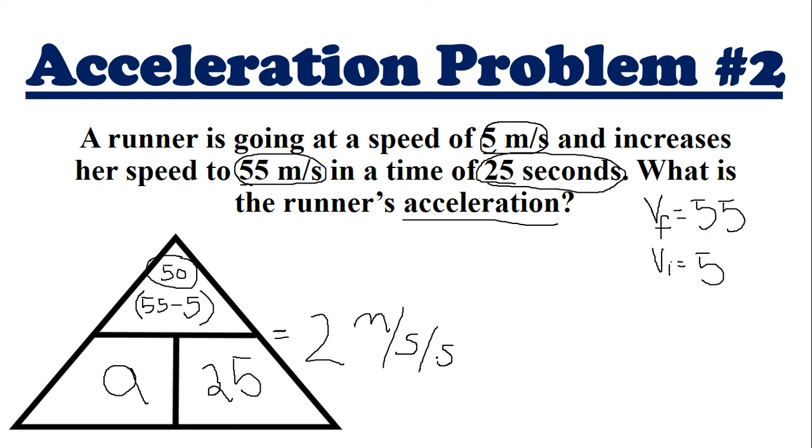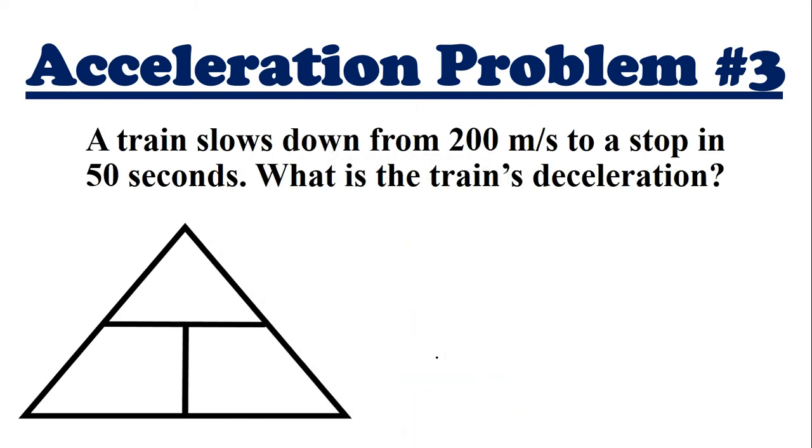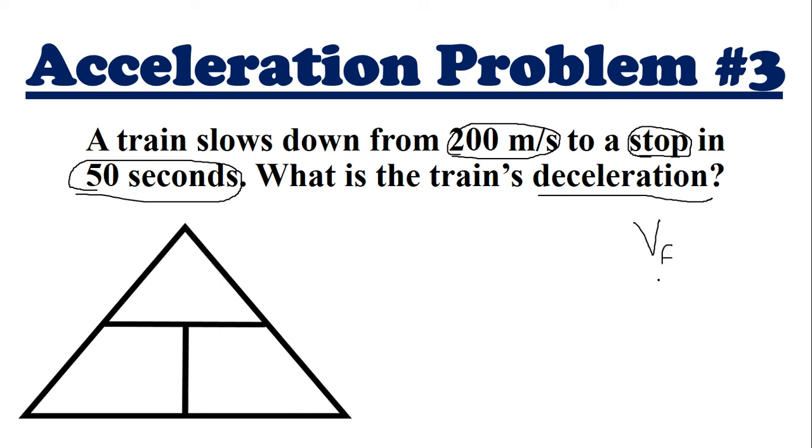All right, one more problem. Acceleration problem number 3. A train slows down from 200 meters per second to a stop in 50 seconds. What is the train's deceleration? So Vf, Vi to the side. Now, what are they trying to find? They're trying to find deceleration, which is a form of acceleration. So that means we're going to leave the a in the formula.